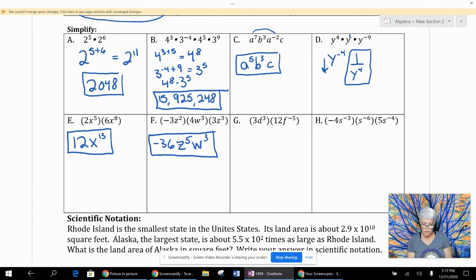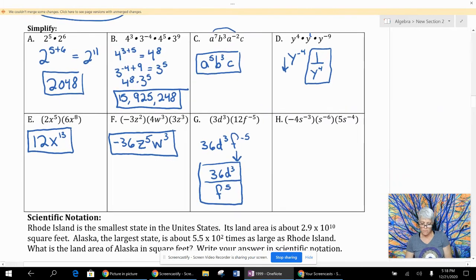Next one, if I combine the numbers, I get 36. D does not have a friend, and F does not have a friend. But I need to move that F down because it's negative. So I'm going to do 36d to the power of 3, and then the F to the power of 5 is below. There we go.